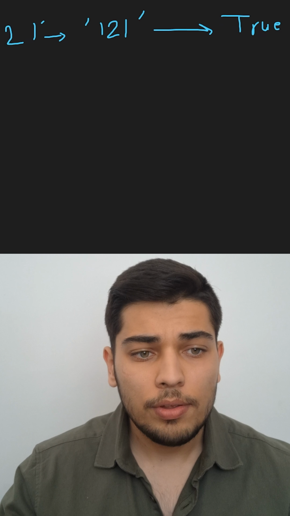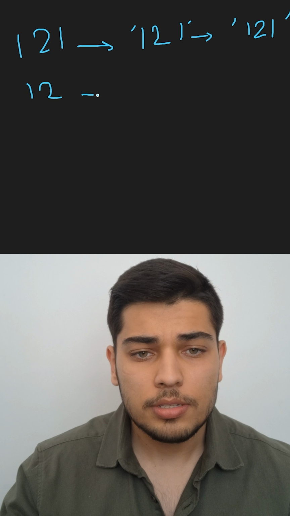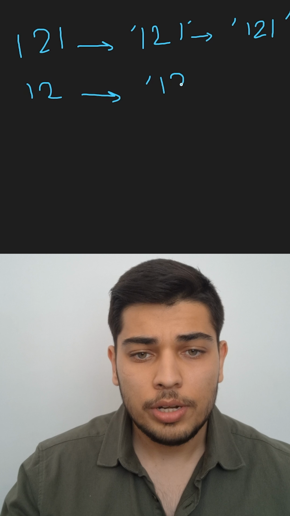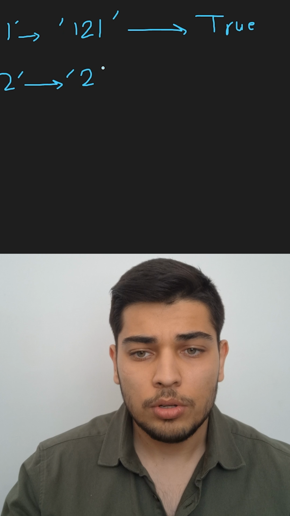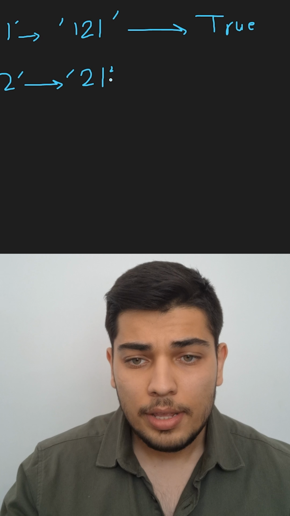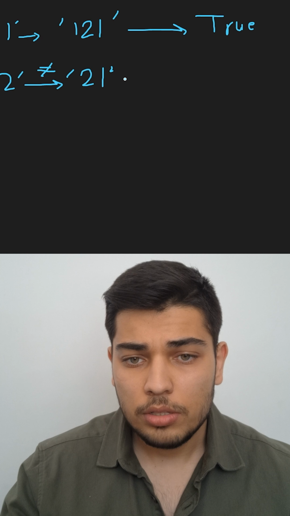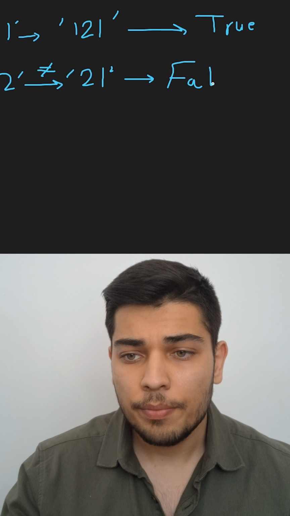But let's say we have a number like 12. First we'll change it to a string. Then we reverse it. That's equal to 21. And in this case they're not equal, so we should return false.